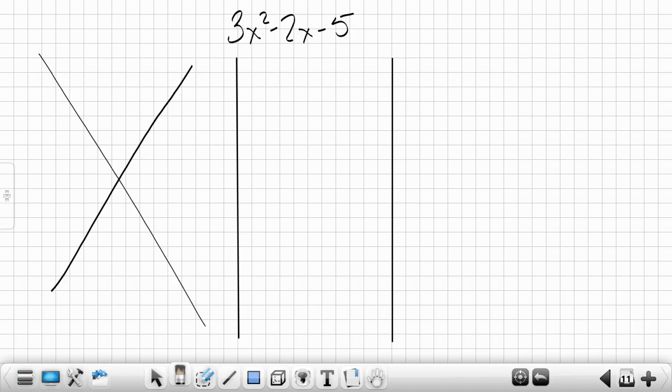On the top of the x, we're going to put what our first term times our last term is. So it's ax squared times c. That's going to be 3x squared times negative 5, which is negative 15x squared. Obviously, once you know how to set up your x, you don't need to put those top 2 lines. You just write the negative 15x squared. In the bottom one, we're going to put our b term, which is negative 2x.